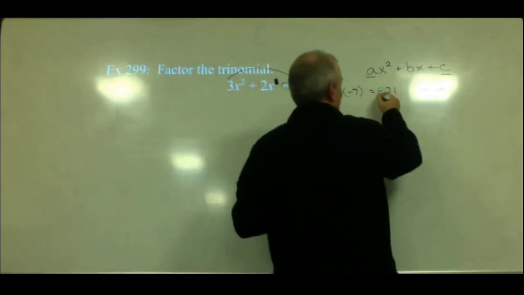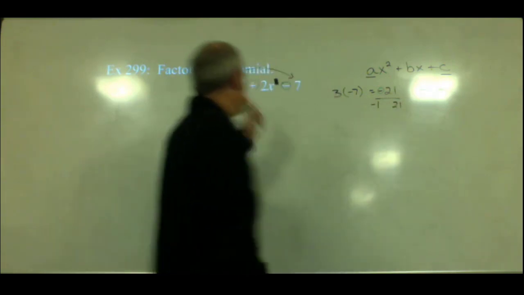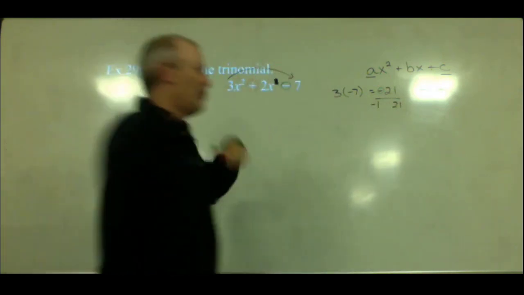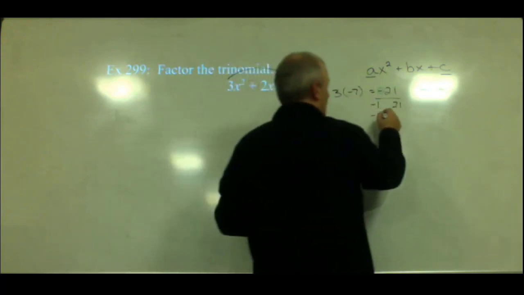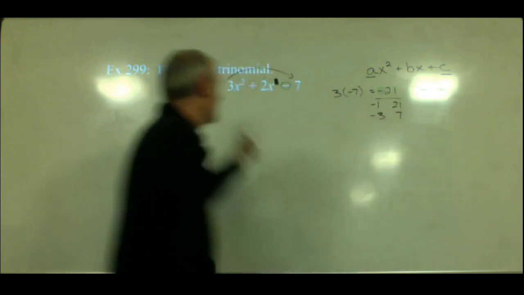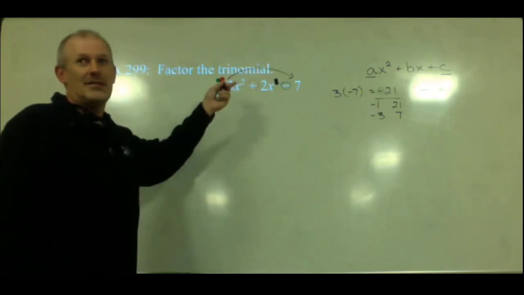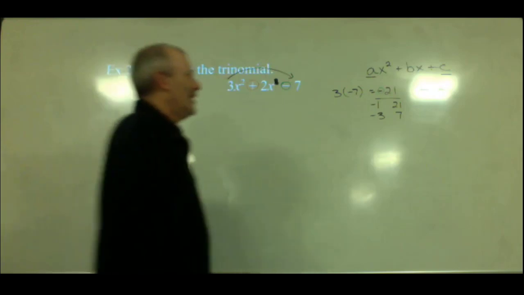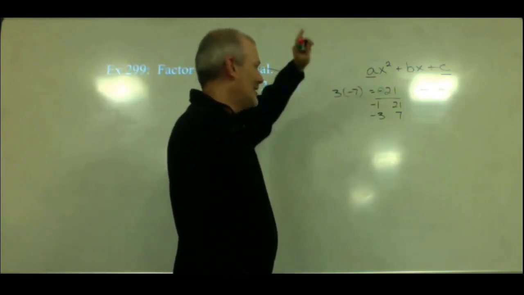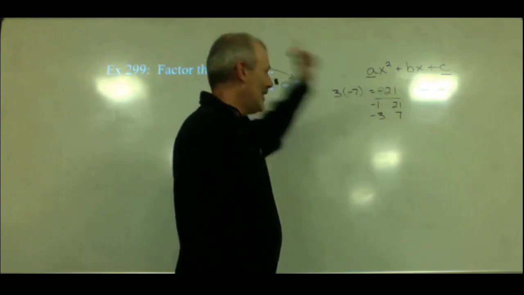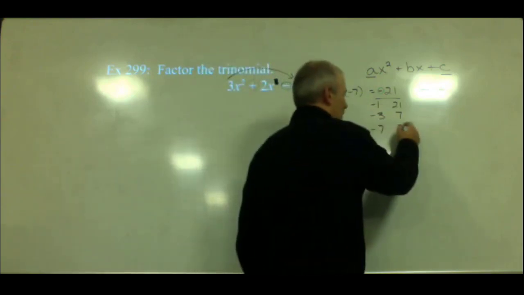Okay, so we write down our factors. Bigger one's positive: negative 1 and 21. Does that add up to be 2? No. Negative 3 times 7, does that add up to be 2? No. 4 doesn't divide into 21. 5 doesn't divide into 21. 6 doesn't divide into 21. 7, and we've already got the 7, and 7 would be negative, and it's the bigger one.